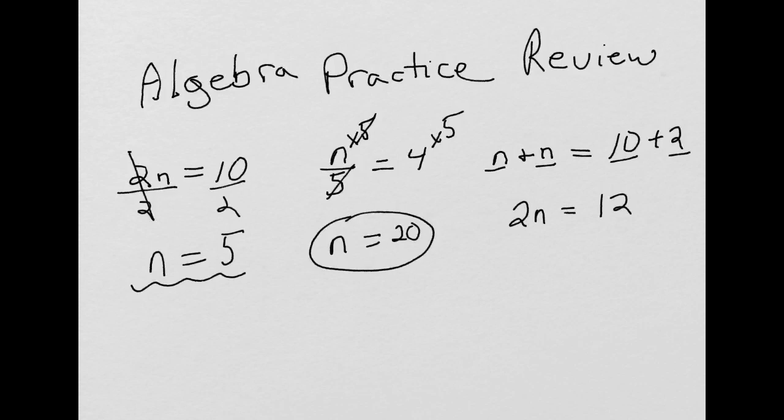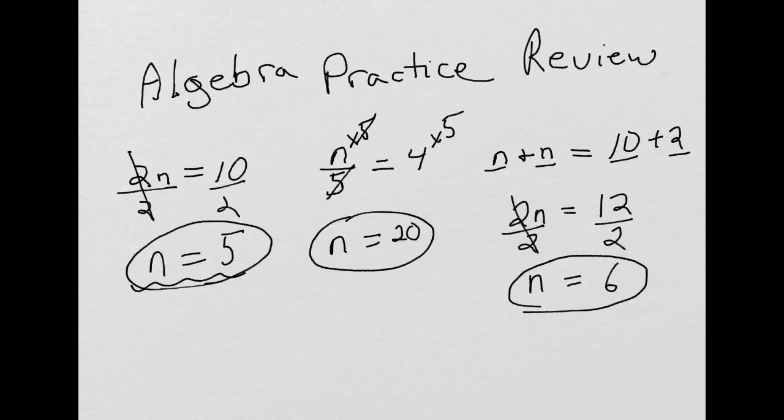And then now we have a question that's similar to the first question, which is this means 2 times n, so the opposite of times 2 is divide by 2, and you must do that to both sides. And then n times 2 divided by 2 is 1, so that leaves 1n here. And then 12 divided by 2 is 6. And then here's our final answer.